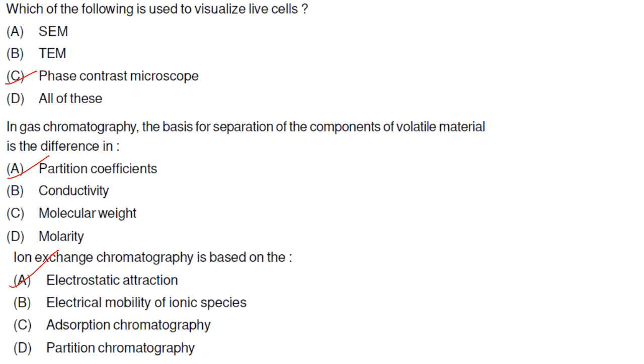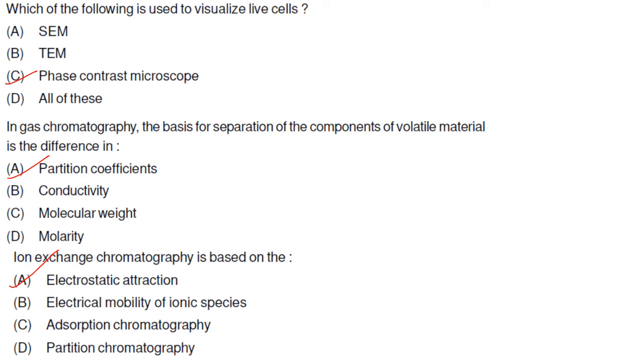Then in gas chromatography, the basis for separation of components of volatile material is the difference in. So it is based on the difference in partition coefficients. Answer is option A. The components are separated by the difference in their partition coefficient as they are carried through the column by an inert gas such as helium. So the answer here is option A, that is partition coefficient.